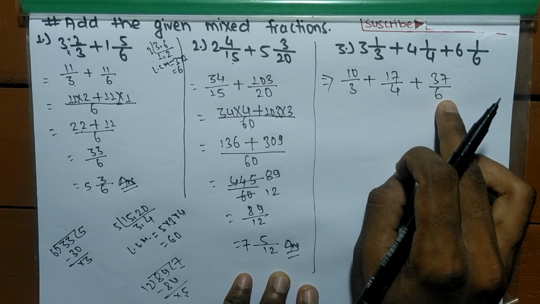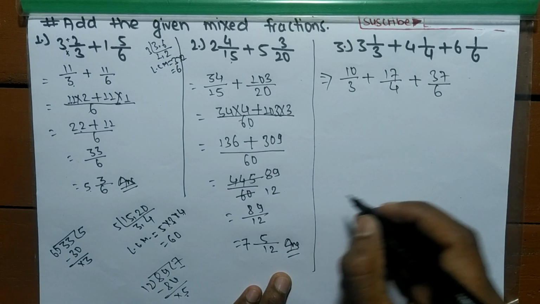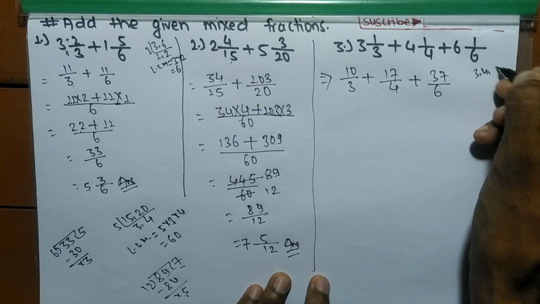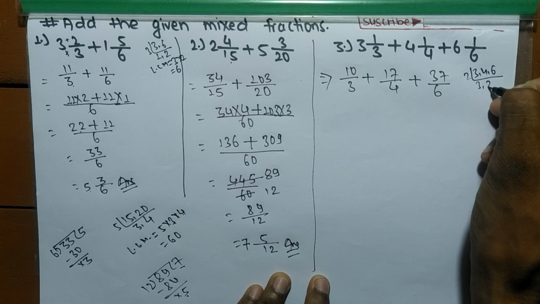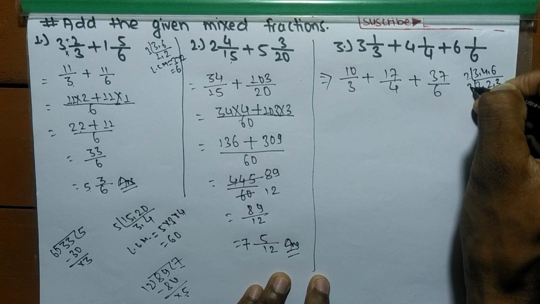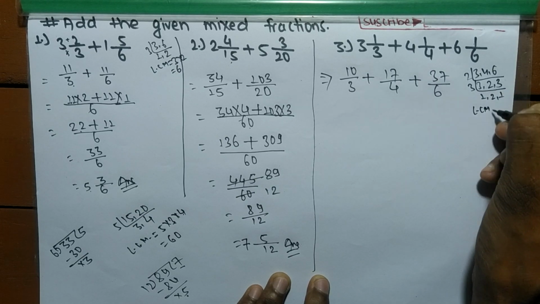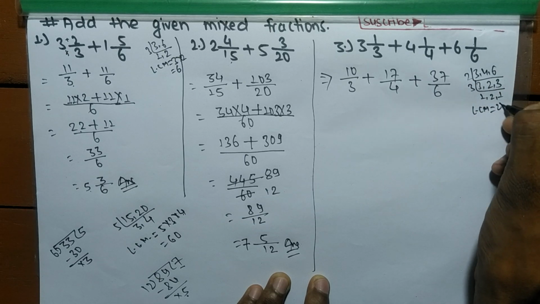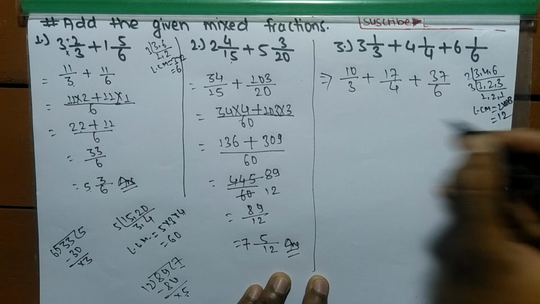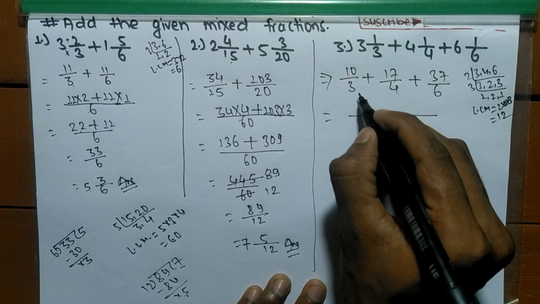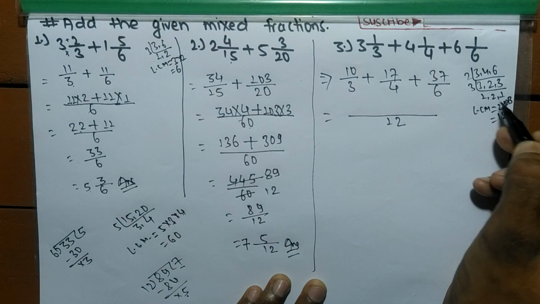So first of all we have to take the LCM of denominators 3, 4 and 6. So the LCM of 3, 4 and 6 will be: it is 2 times 2 means 4, 2 times 3 means 6. Now it is 3 times 1 means 3. So LCM here becomes 2 multiplied by 2 multiplied by 3. 2 times 2 means 4, 4 times 3 means it is 12. So the LCM of 3, 4 and 6 is 12. So 2, 2 and 3, 2 multiplied by 2 multiplied by 3.